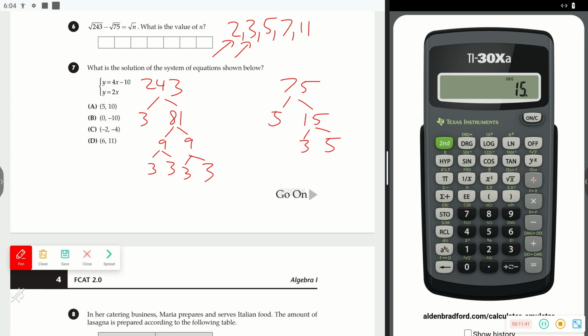So now we can draw these as the square roots. The square root of 243 is going to be the square root of 3 times 3. There's going to be 5 of them: 1, 2, 3, 4, 5. Times 3 times 3 times 3. For the square root of 75, it's going to be the square root of 3 times 5 times 5. So now that we have these, I'm going to erase the prime factor tree so we have more room.